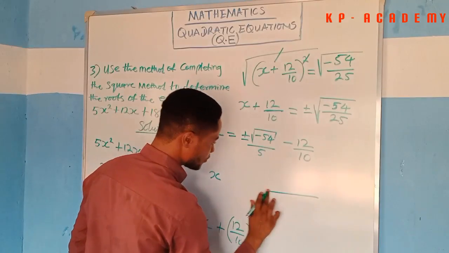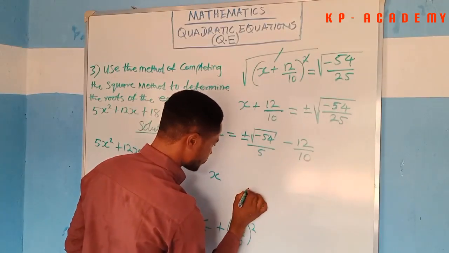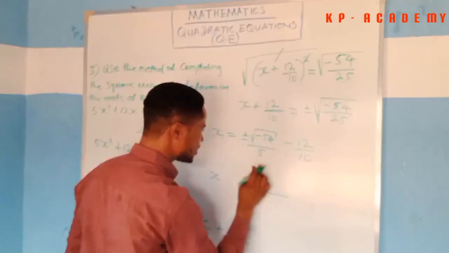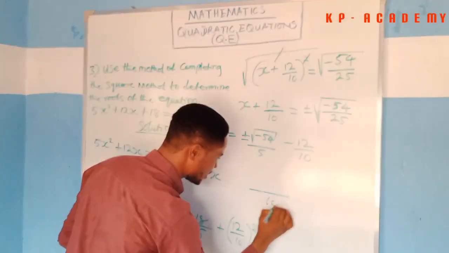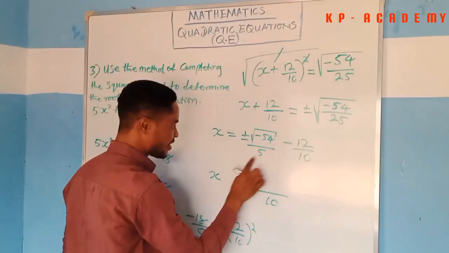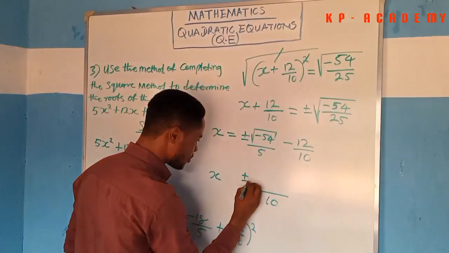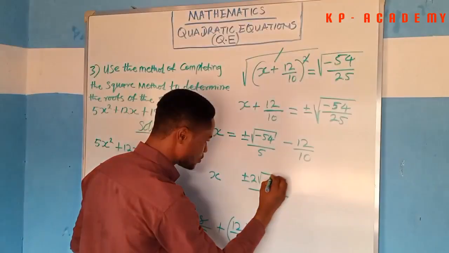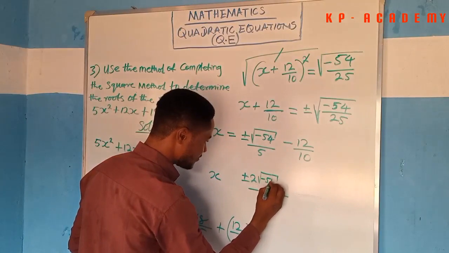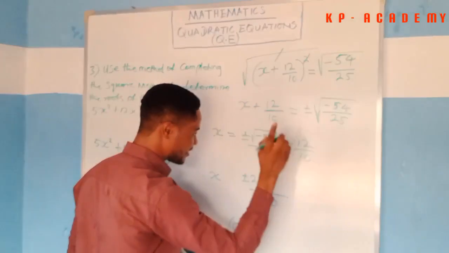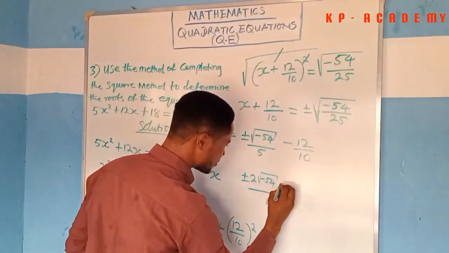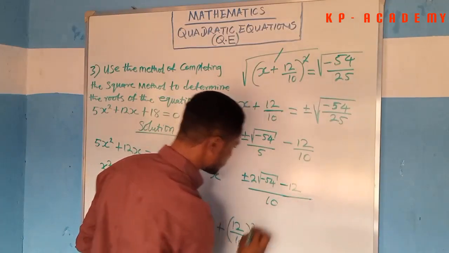All right, so this and this, the LCM of 5 and 10 is nothing but 10, such that 10 divided by 5 gives me 2, and 2 multiplies the whole of this will still give me plus or minus 2 root minus 54. And 10 divided by 10 gives me 1. 1 times minus 12 is still minus 12. So this is what I have at this point.